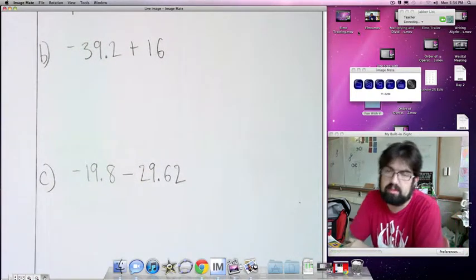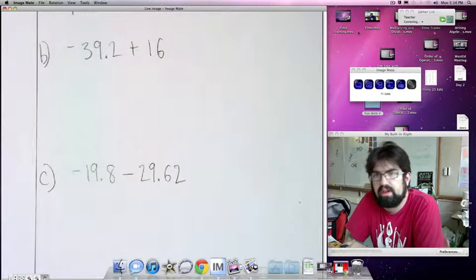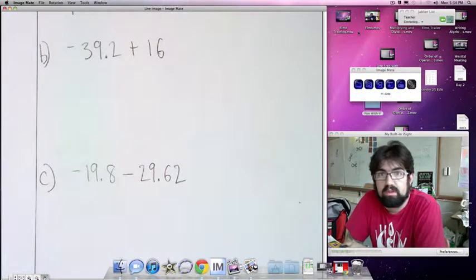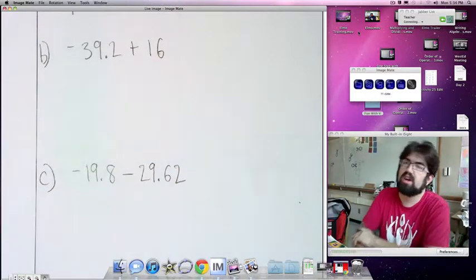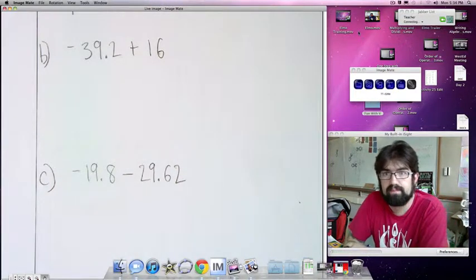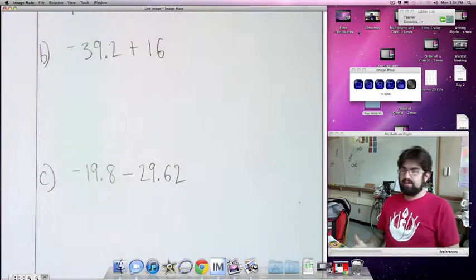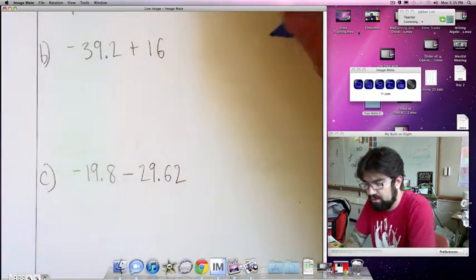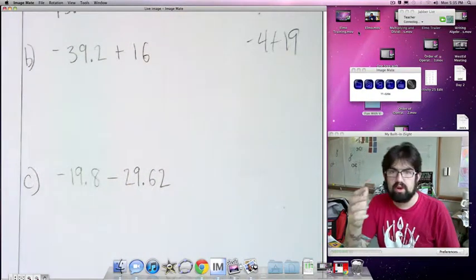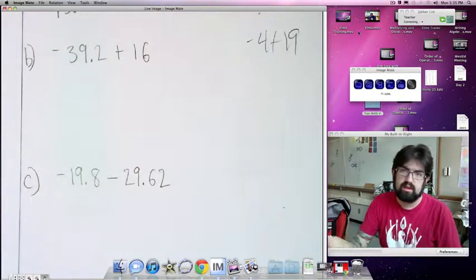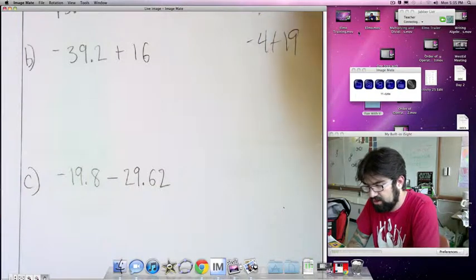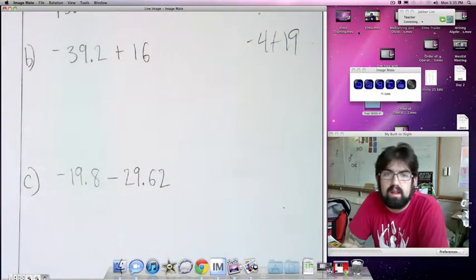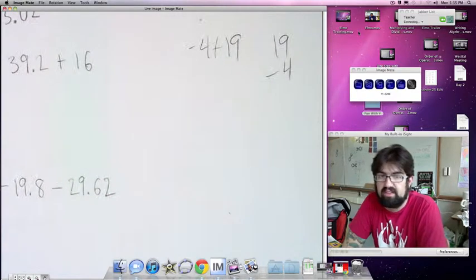Example B of part 1. Let's say you owe someone $39.20. You're able to give them $16. What do you still owe them? It's just like integers. If I had, let's say, -4 plus 19. If I owe someone $4, I'm going to give them $4. So really all I'm doing is 19 minus 4, which is 15.